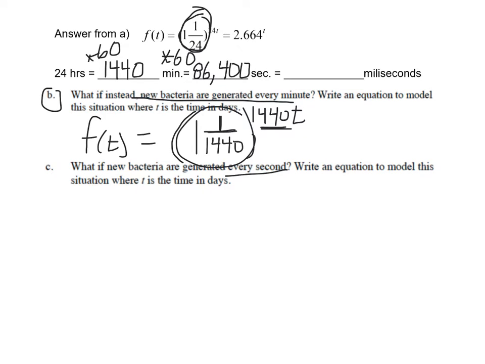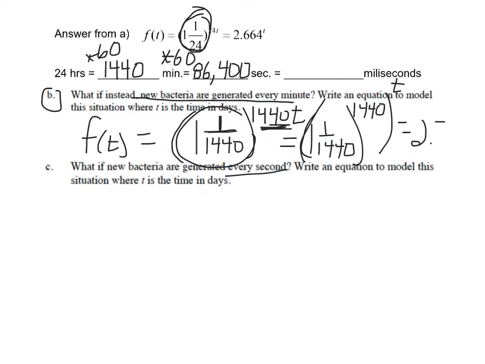Here we're going to have 1 and 1/1440th. Then you have to raise your power to 1,440t. If I simplify this, 1 and 1/1440th raised to the 1,440 power, all that raised to the t, I get 2.717 raised to the t. Now I'm noticing as we compound, this base keeps getting larger and larger.